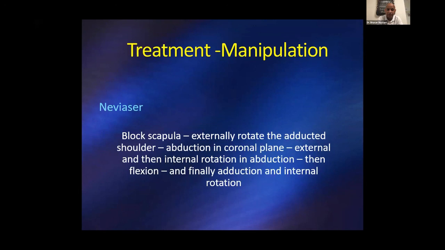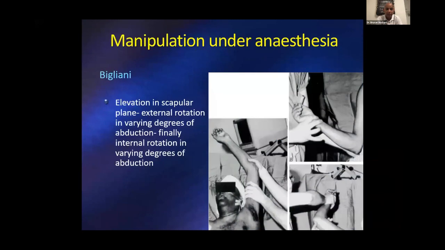Treatment, if you talk about manipulation, there are two main techniques. Neviaser, when you block the scapula, but his main thing was he used to keep the arm in external rotation and abduction as his primary attempt to manipulate, followed by flexion and internal rotation. As compared to Bigliani, his was forward flexion, which was mainly his way of dealing with that, followed by abduction, external rotation and internal rotation. So we all have our different techniques. The main thing is you control the scapula and you do a controlled manipulation. Whether I do it with or without anesthesia is a different matter.